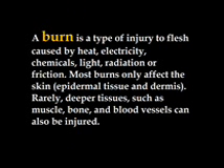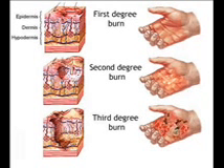Burn is a type of injury to flesh caused by heat, electricity, chemical, light, radiation, or friction. Most burns only affect the skin, epidermal tissue, and dermis. Rarely, deeper tissues such as muscle, bone, and blood vessel can also be injured. The three burn classifications of first-degree burn, second-degree burn, and third-degree burn help determine emergency care.